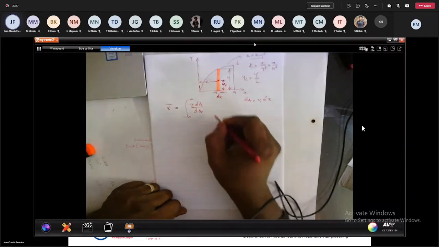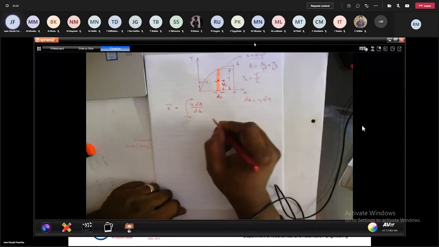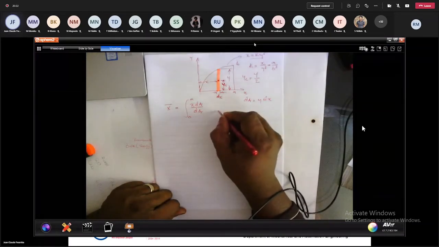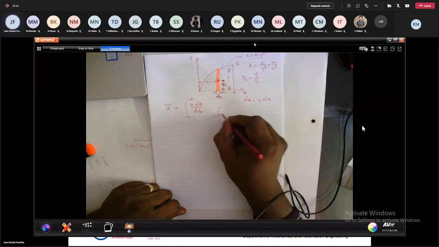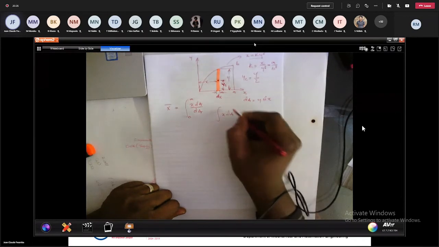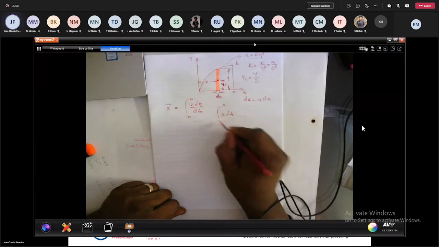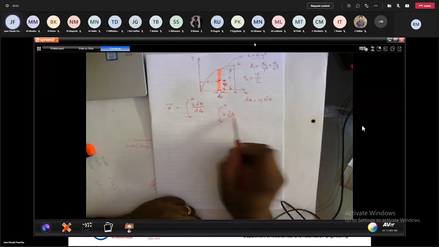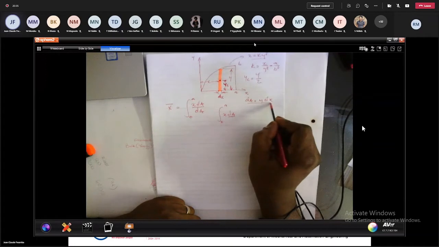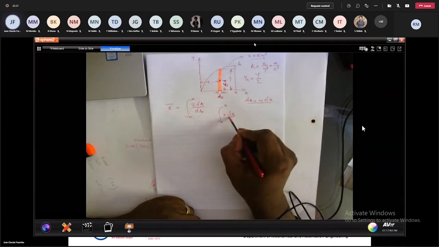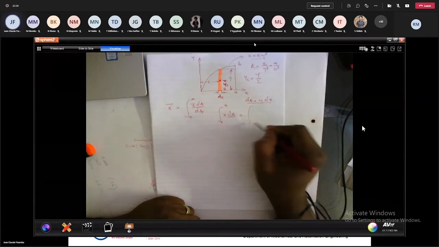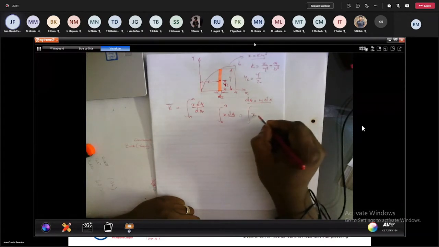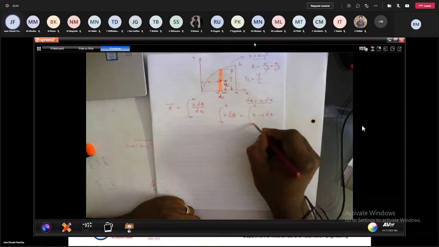So my numerator will be, where do I put it? Well, let me put it here. Integration of x dA within my limit a and 0. So what is the area? I've defined it there. I'll take it and put it in here. So this will give me integration of x times y dx within my limit.